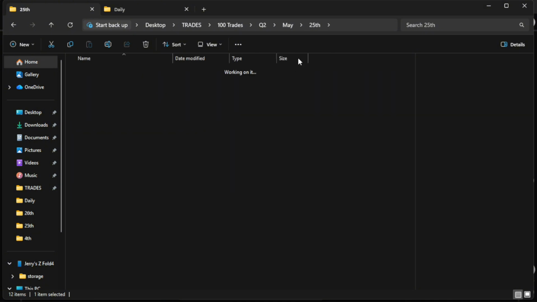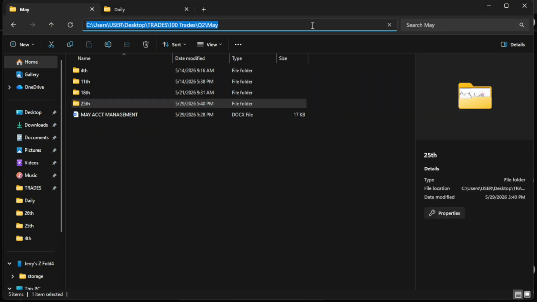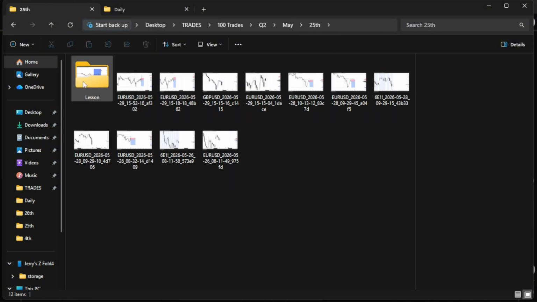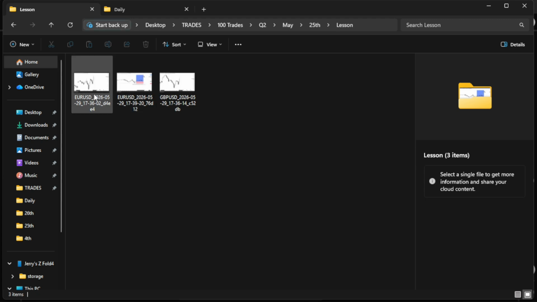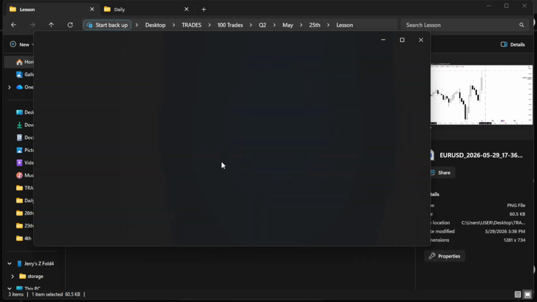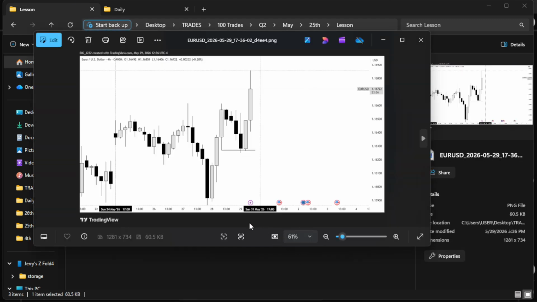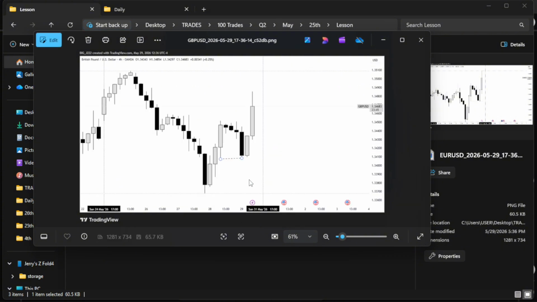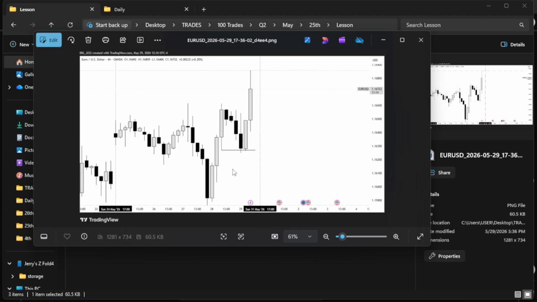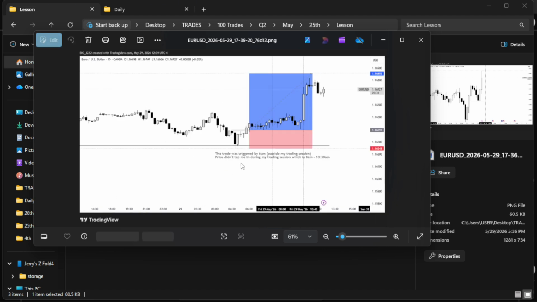So as you can see, my lesson. After studying the Friday trade, you can see my lesson section. You can see this was the initial trade. It was supposed to be a buy, not a sell. As you can see, pounds didn't take out this low, but Euro did take out the low.